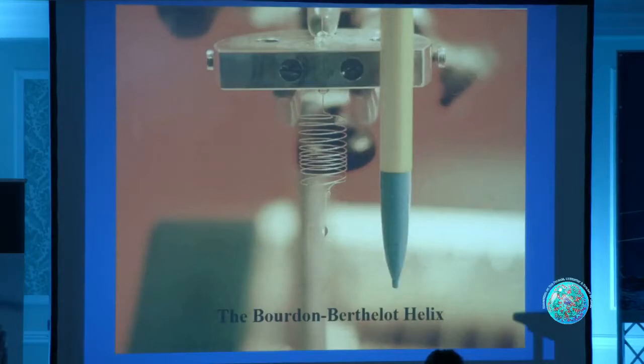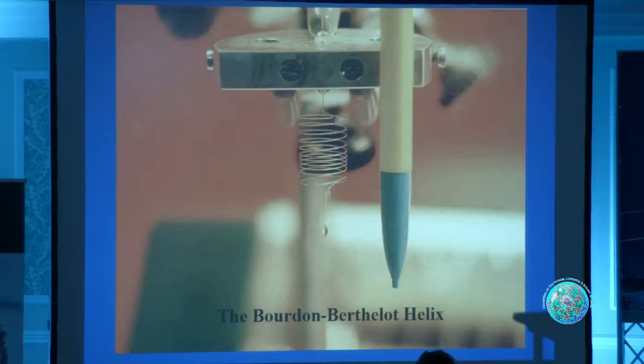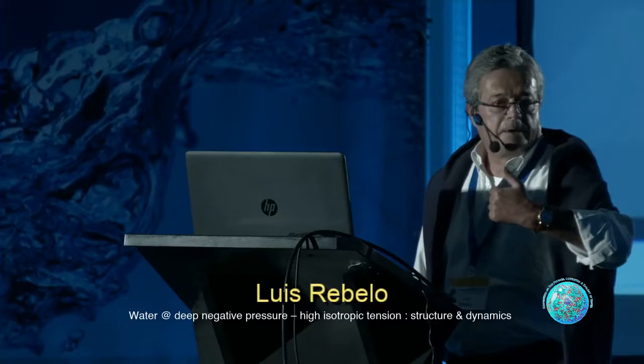Now you can ask me, how do we measure this negative pressure? Well, we can measure this negative pressure as we measure the positive pressure. For instance, if you have what is called a Berthelot helix, so if instead of having a straight glass capillary tube, you make a helix, and you hang a sort of mirror at the lower end, if the liquid inside is at positive pressure, or if you are increasing the pressure, the helix is going to rotate this mirror in one direction. If the liquid is under tension, it will go in the other direction.